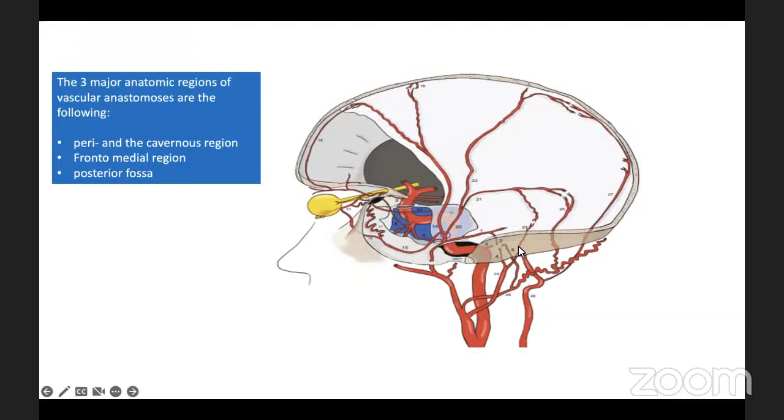Petrosquamosal branch having anastomosis with the ascending pharyngeal and occipital artery, and also the parieto-occipital branch having anastomosis with the vertebral artery, branches of the vertebral artery here. So basically it has anastomosis with all the anterior, posterior fossa as well.